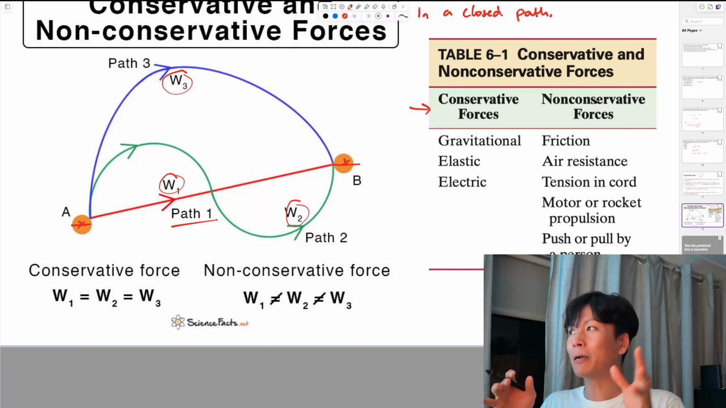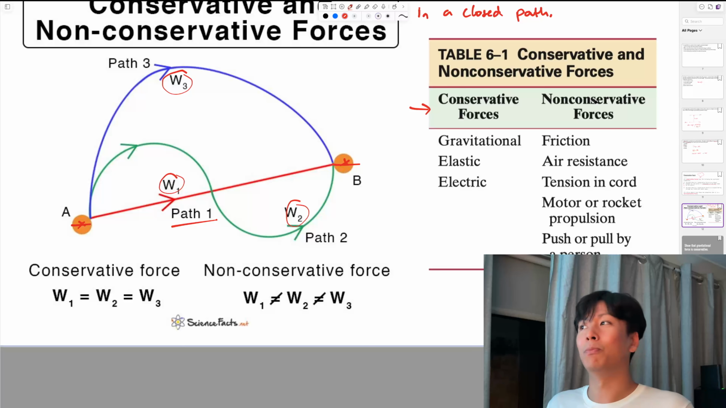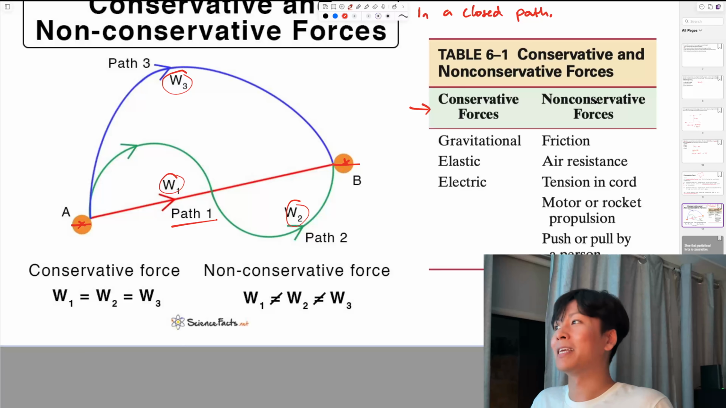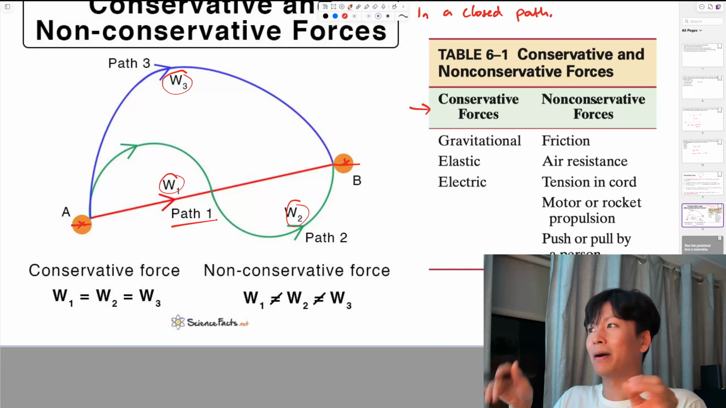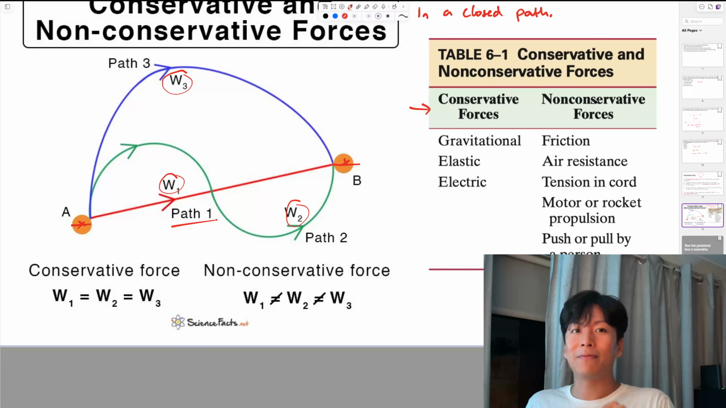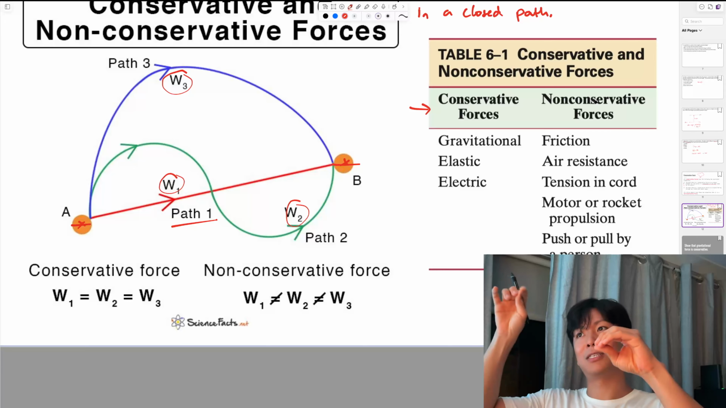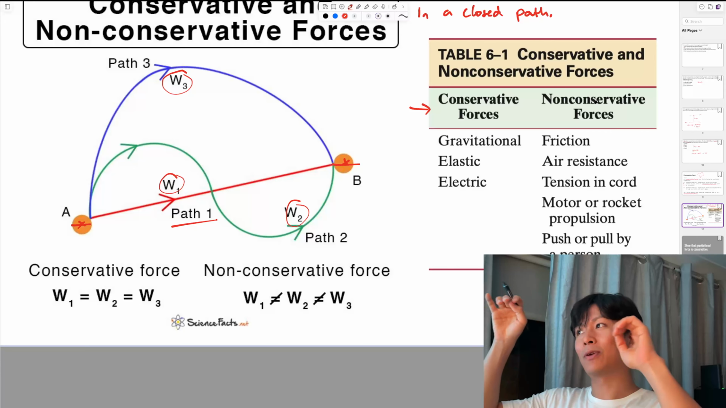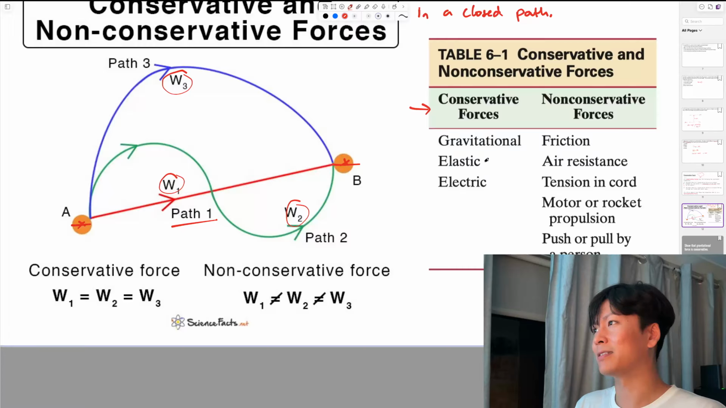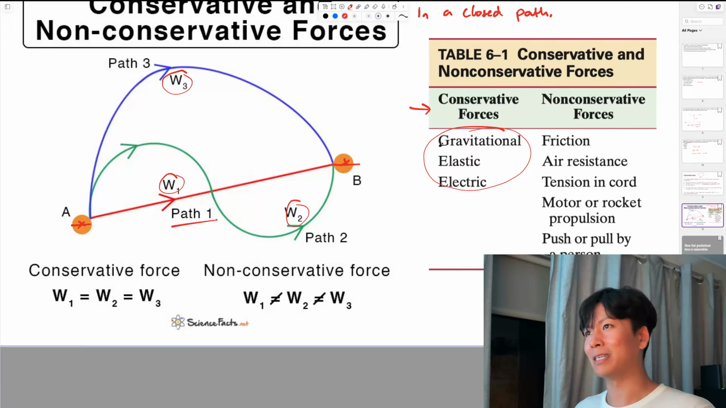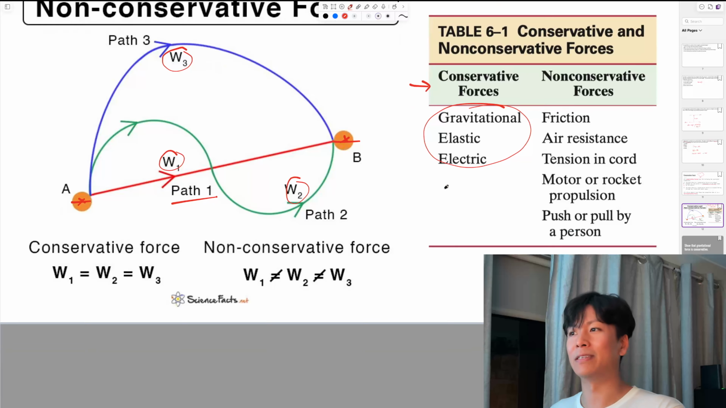If I take a longer path, there'll be more friction acting. If I take a longer path, there'll be more air resistance acting, and so the work for different paths is not the same. Whereas with gravity, we said that gravity only depends on the position, so gravity is an example of a conservative force, and there are only very few of these. These are the special cases, and friction and all of those things are more of the norm. So most forces are non-conservative.